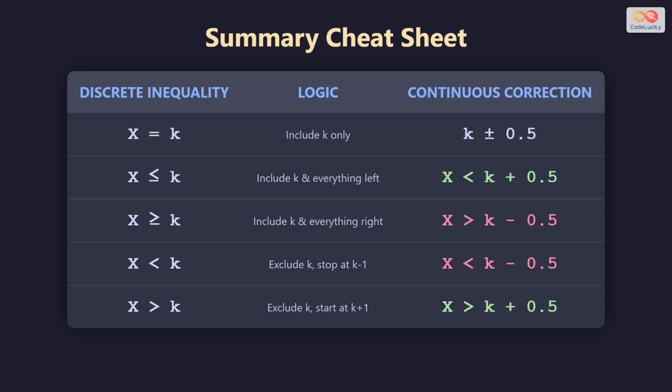Here is a summary table you can screenshot. Notice the pattern. If you need to include the number and everything to the left, you add 0.5. If you need to include the number and everything to the right, you subtract 0.5. For strict inequalities, just rephrase them first. Less than k is the same as less than or equal to k minus 1, and then apply the rule.